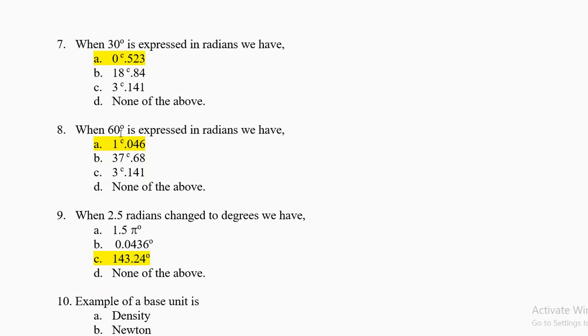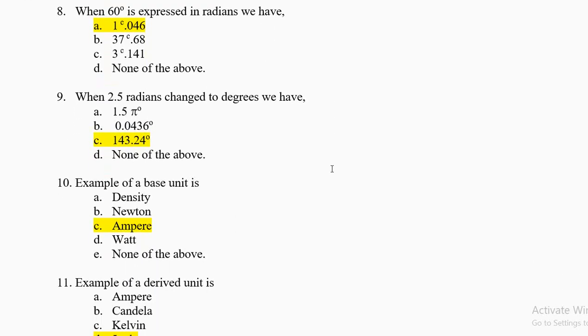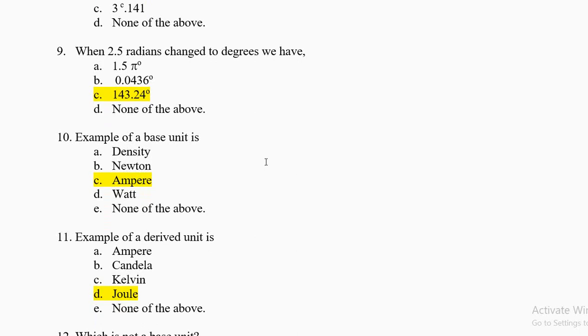Same thing you do for 60. 60 divided by 180 into pi. You will get 1.046 radians, and that C is written on the radians. Same conversion you are going to do when you are doing this. You will do 2.5 divided by pi into 180. You will get 143.24 degrees. These will be discussed in one of your experiments when we do it in detail.